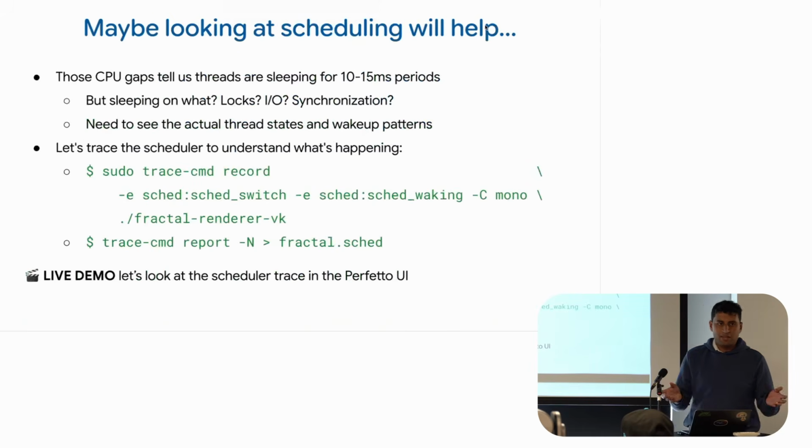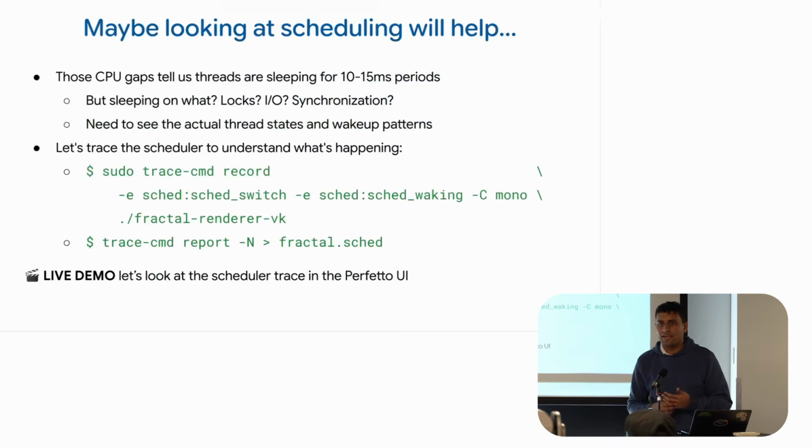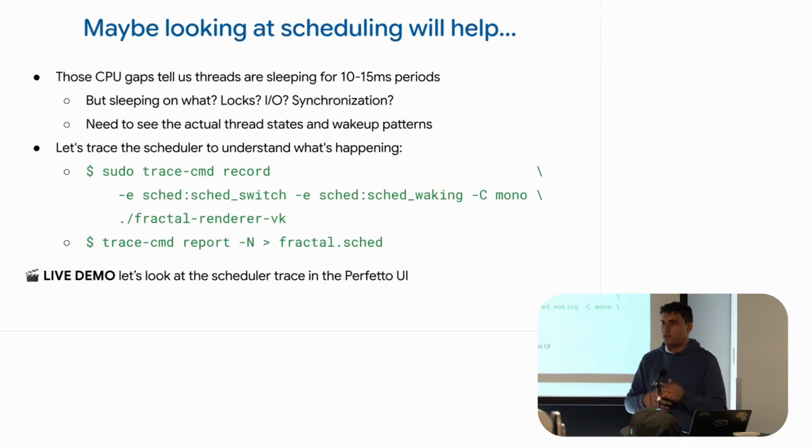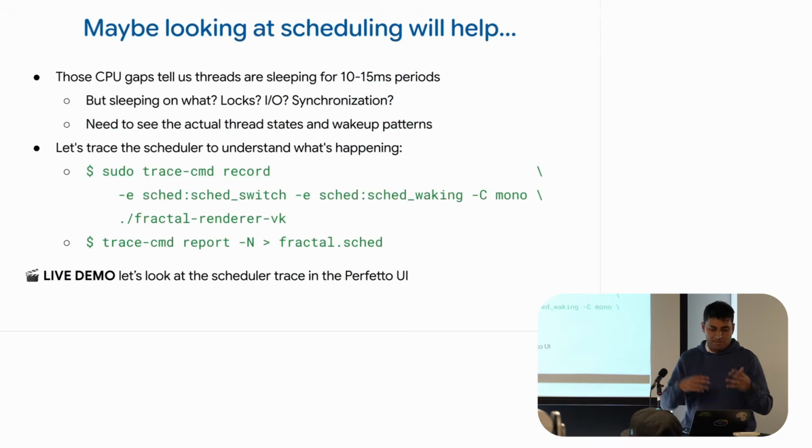The CPU gaps indicate generally that there's some sleep happening, right? The staircase pattern where you're not doing anything on the CPU at that time, that's usually a sign that you're sleeping. But what are you sleeping on? Are you sleeping on locks? Are you sleeping on I/O, synchronization, something? What's exactly happening? So you would need something like a scheduler trace to tell you what the wake-up patterns are. Who is being scheduled when, etc.? What type of sleep are you in? That sort of thing, right?